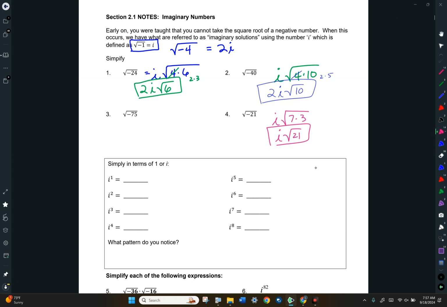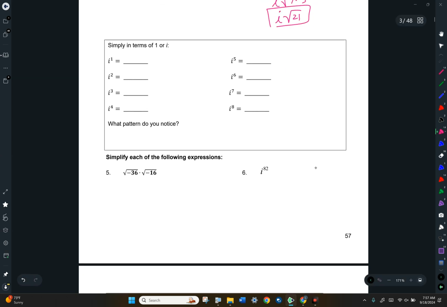The next thing that we want to talk about is on a problem like number 5. You could simplify the square root of negative 36 to be 6i, and you could simplify the square root of negative 16 to be 4i, and since those are being multiplied, you're going to have 24i squared.